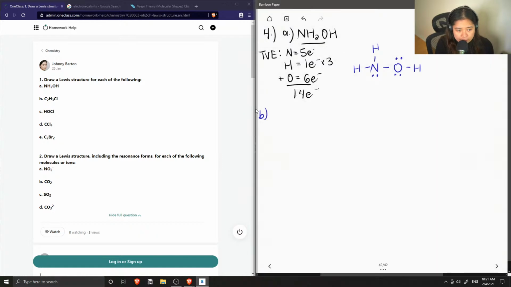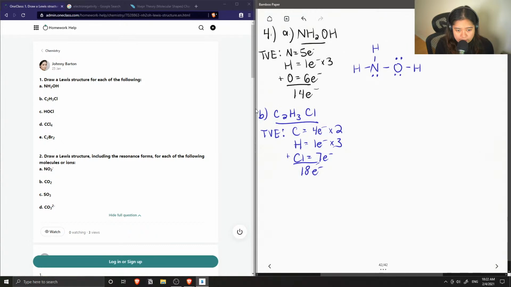Okay, so now let's look at our second compound, C2H3Cl. And let's calculate the total number of valence electrons. So carbon has 4, multiplied by 2. Hydrogen has 1, multiplied by 3. And chlorine just has the 7. So adding these up, we get a total of 18 valence electrons.